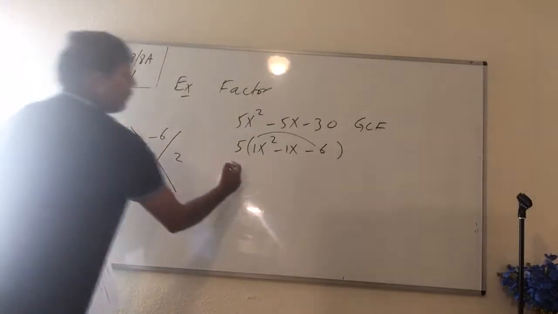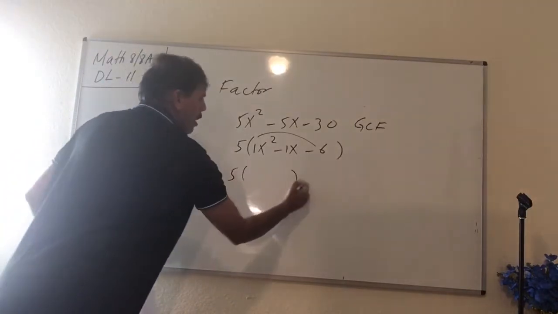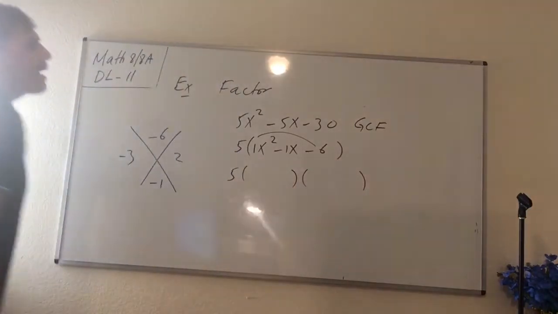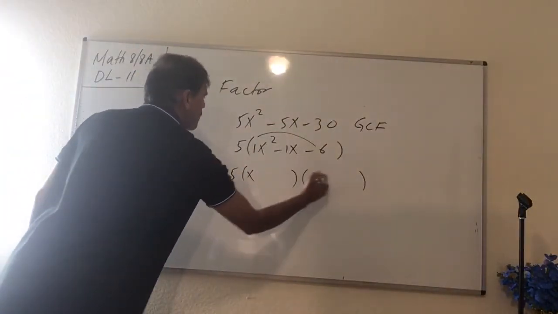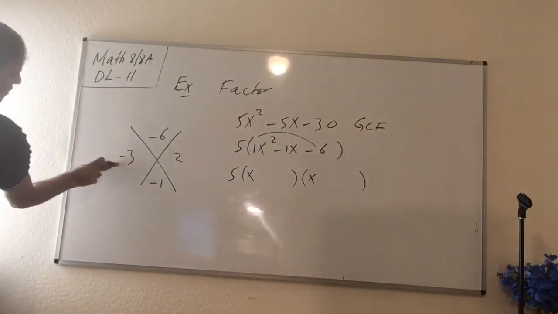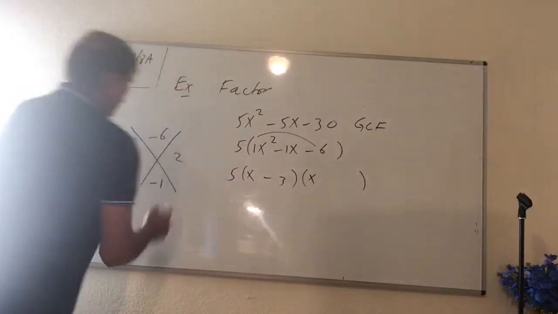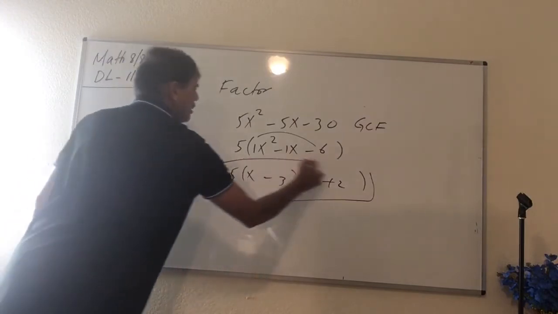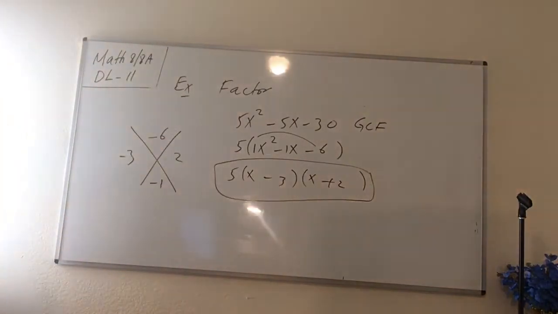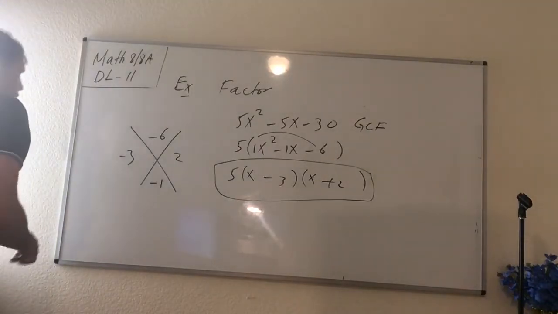So now 5 will be a part of the answer. Write 2 parentheses. This factor is 2 binomials. So then we're looking for x squared. So x times x is x squared. What is the first factor? It is negative 3. What is the second factor? It is positive 2. And that's the answer. Done. Okay, so let me show you one last one.